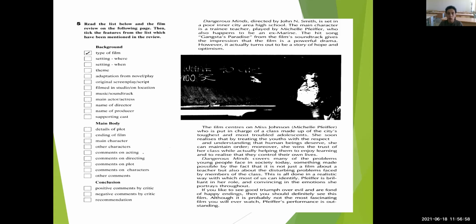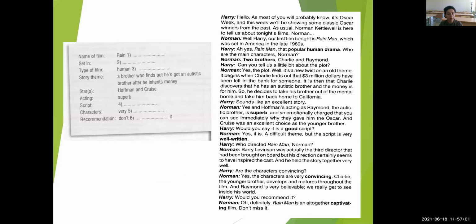Don't forget about it. So you have to tick those features mentioned in the film review that we have just read with you. So the next activity is where you have to read a dialogue between two people. Of course, the dialogue is about the film, kind of an oral review, we can say. Plus, you have to read the exercise task here. So you have to fill in the blanks. You have to write the name of the film, where it is set, and when it is set, and then type of the film, story, theme, stars, acting, script, characters, and your recommendations, for example.